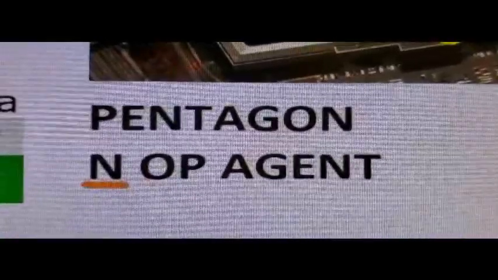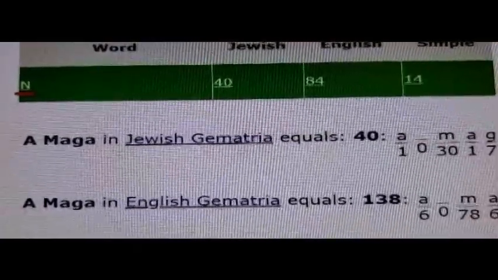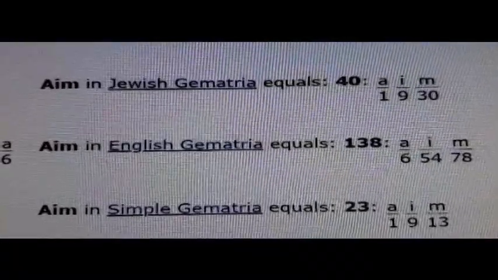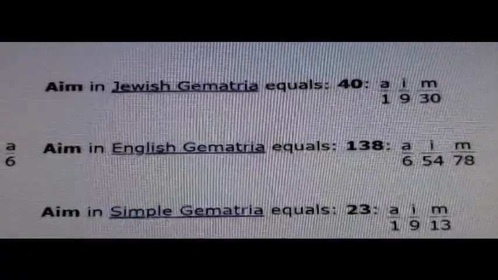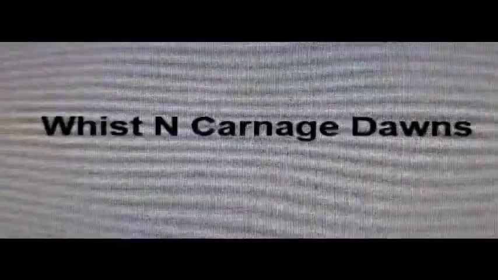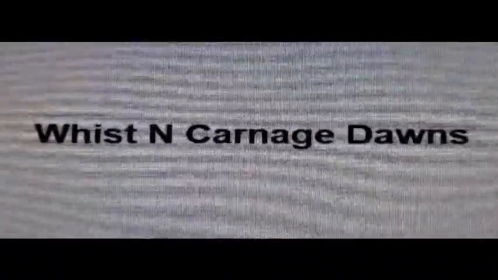Pentagon in op agent, operation agent. And remember "in" is 40 for MAGA, actually 23. And they're the same numbers used for AIM, but anyhow, back to "in". It also means cable ace. So a MAGA, fake die. Okay, back to that keyword. So back to this is the watches and warnings anagram, wisp in carnage dawn.